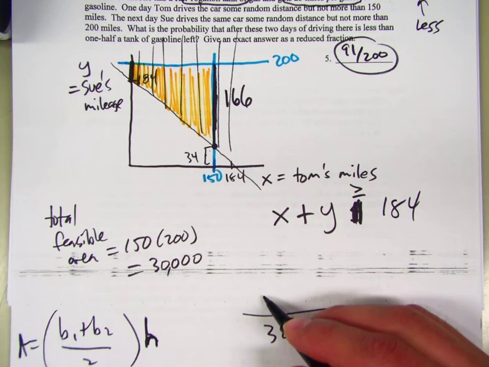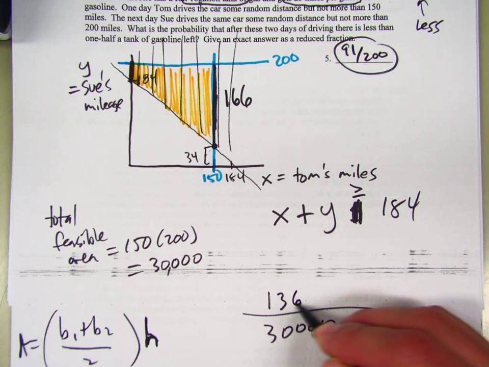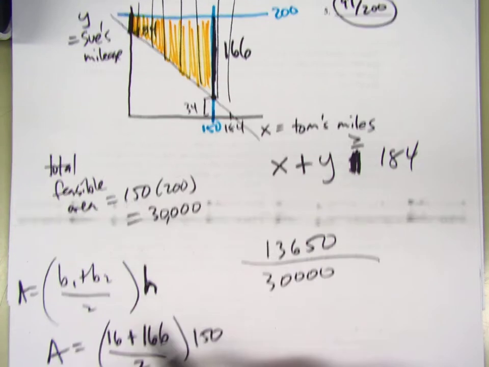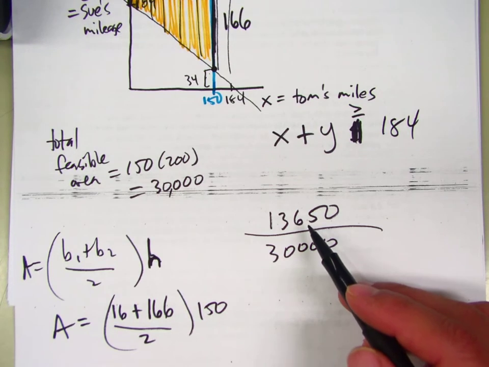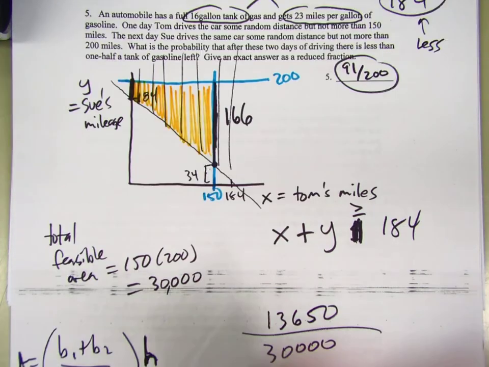Anybody have this total up here? Yeah, it was 13,650. Okay. So after you find the area of the trapezoid, you get 13,650 divided by the total, 91 out of 200. Make sense? Okay.